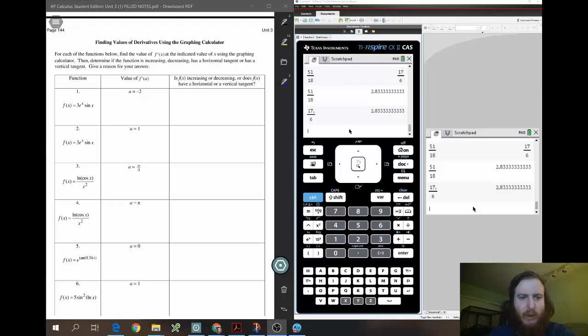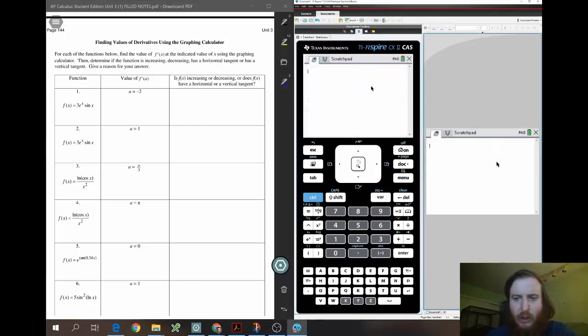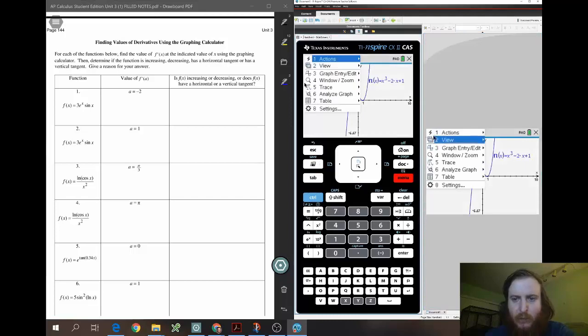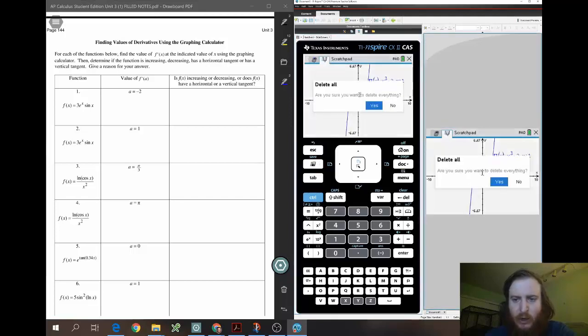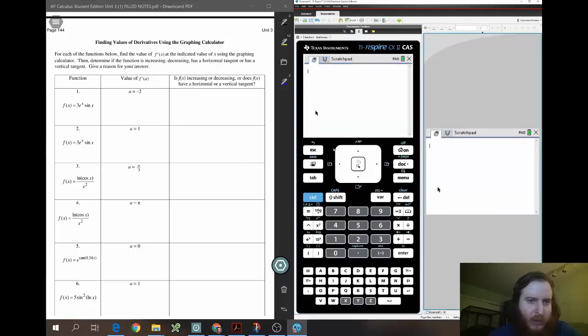So we covered this a little bit in that Intro to Calculator Basics video, but I just want to go a little bit more in depth about finding derivatives on our calculator and even interpreting them. One thing that I like to do whenever I start a new problem is go to Menu, Actions, and clear my history and start fresh. Same thing on the graph: Menu, Actions, delete all, and it just helps me to start everything fresh. You don't have to do that, but I like to do it.